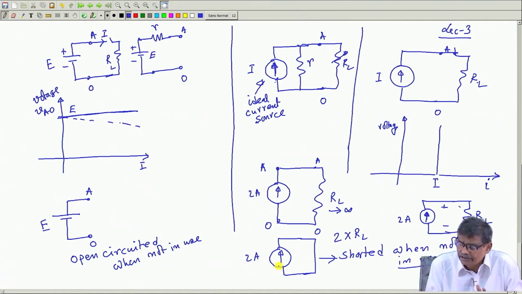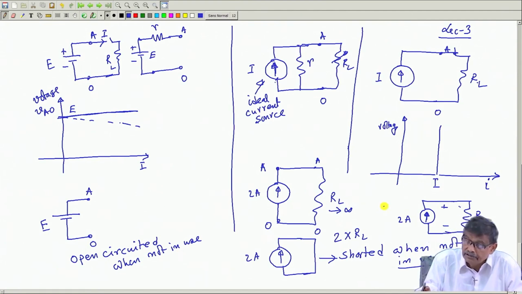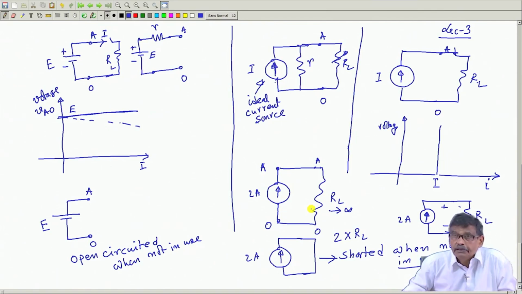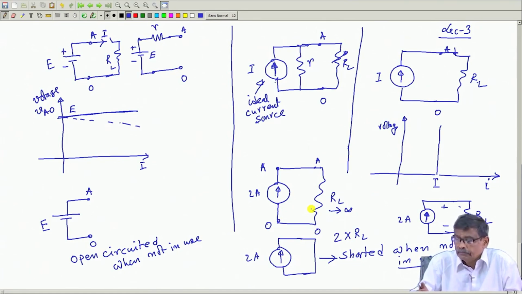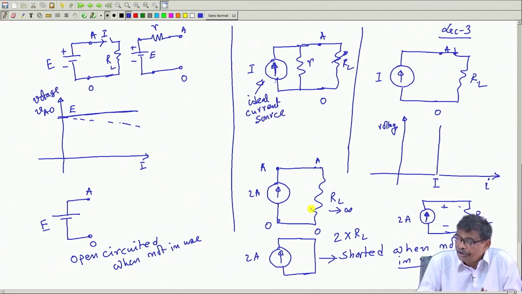I understand if somebody insists that a current source is a fellow which always tries to drive a current of 2 ampere no matter what impedance you connect across it, then if you keep it open circuited, that means RL connected between A and O is infinitely large, still it will try to force a current of 2 ampere, then a large voltage will appear which will be dangerous to the persons who will be handling this current source and so on. So, a current source when not in use should be kept short circuited.